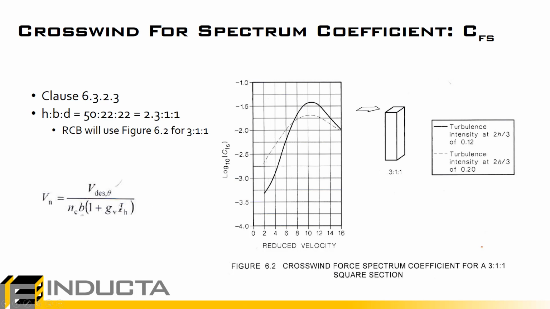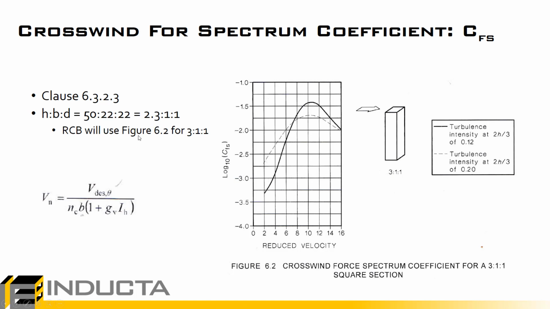We calculate some reduced velocity, which we then use these tables to get a crosswind force spectrum coefficient for. If our structure doesn't fall within these standard shapes, the program linearly interpolates. For our case, the height to breadth to depth ratio was 2.3 to 1 to 1. This falls outside of the standard shapes as defined in clause 6.3.2.3, so the program will use the one that is closest to it.